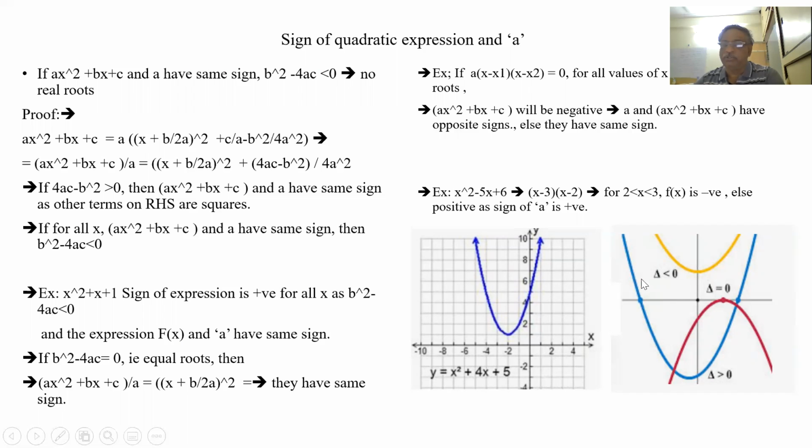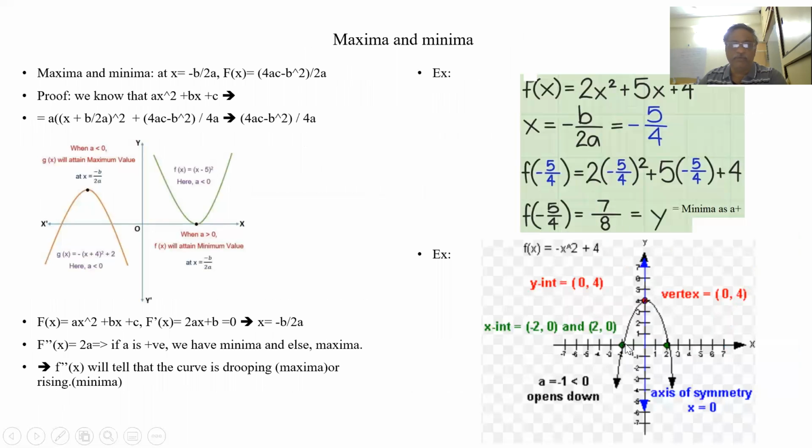So within these roots, a is positive and the expression is negative. Beyond these roots, a is positive and the expression is also positive. Similarly for a reverse curve, here a is negative. Suppose b square minus 4ac is more than 0, that's why I'm having two roots. If x is in between them, a is negative and the expression is positive. Beyond that, a is negative and the expression is also negative. So depending on the case, we should be able to visualize the drawing.